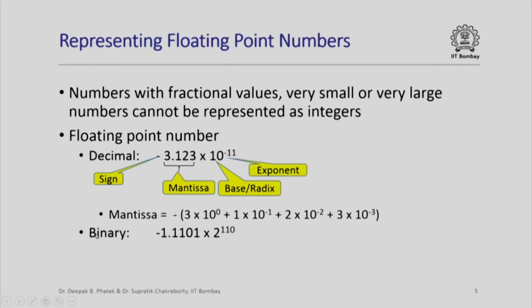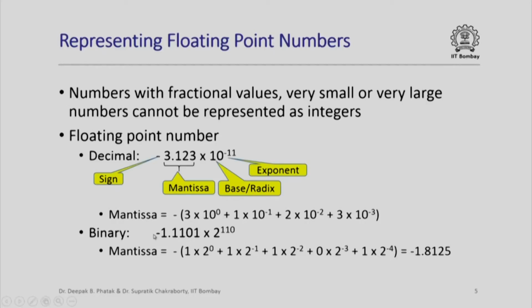Now I could write a similar number in binary where I could have a minus sign. Instead of the mantissa being represented in decimal, I could represent it in binary and I could still have this radix point or floating point. The base would be 2 and the exponent, instead of being a decimal number, I could have a binary number over there. So if I look at this number represented in binary, the mantissa here is, we have of course the minus sign because it is a negative number.